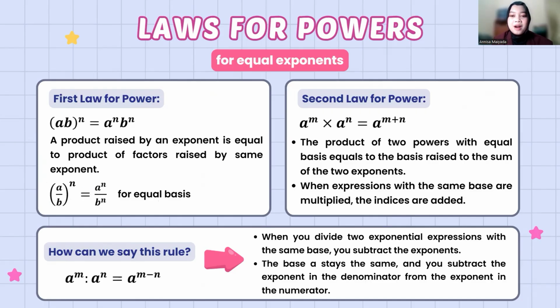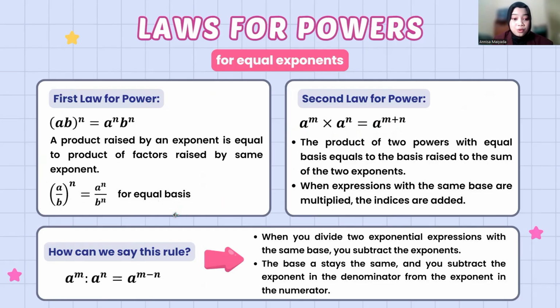Second law for power. A to the power of m times A to the power of n equals A to the power of m plus n. The product of two powers with equal basis equals the basis raised to the sum of the two exponents. When expressions with the same base are multiplied, the indices are added.